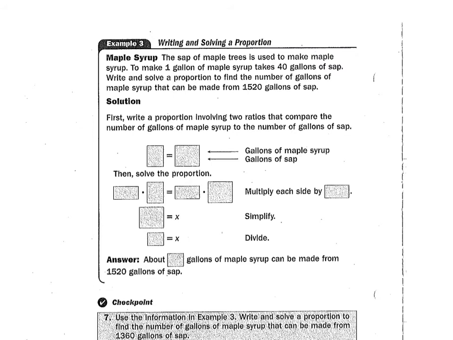And remember, I told you that proportions are really helpful in everyday life, because if you can set up a ratio of information that they give you, as long as you are consistent every time you do one of these problems, you should get these answers correct. So look at this first one. Maple syrup. The sap of maple trees is used to make maple syrup. To make 1 gallon of maple syrup takes 40 gallons of sap. Write and solve a proportion to find the number of gallons of maple syrup that can be made from 1,520 gallons of sap.